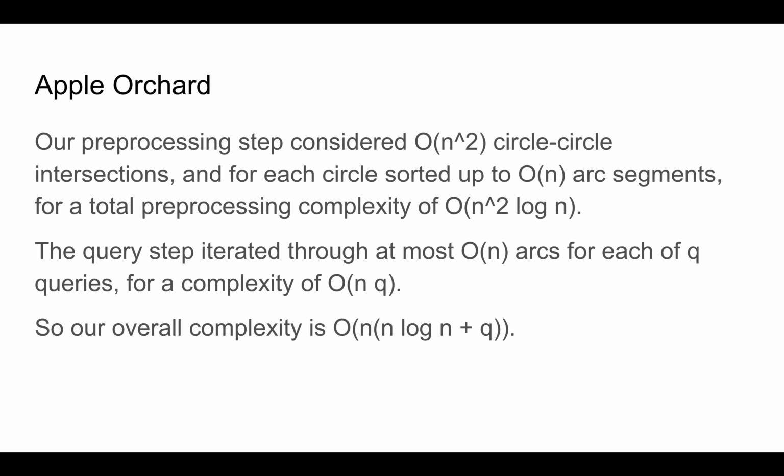It's a little bit of geometry, but the geometry works out fairly easily in the end, and the pre-processing considered only n-squared circle-circle intersections. We did have to sort, so the total pre-processing complexity is n squared times log of n. The query step iterated through O(n) arcs for each of the q queries for a total complexity of nq. So our overall complexity is n times (n log n plus q).